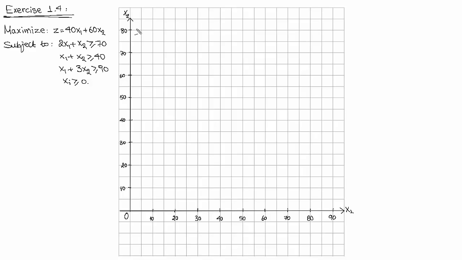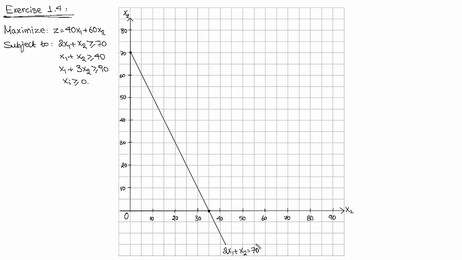So for the first one, when x1 is 0, x2 is 70, and when x2 is 0, x1 is 35. So we're going to have the straight line from 70 down to 35, and this is 2x1 plus x2 equals 70. It's good to know which one is which.